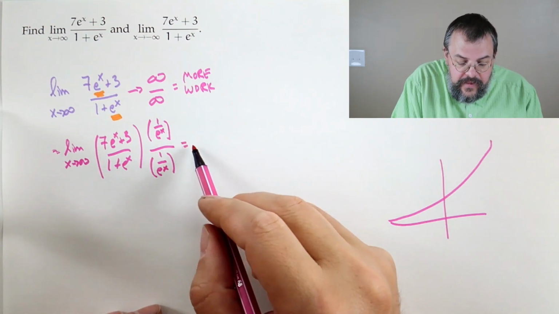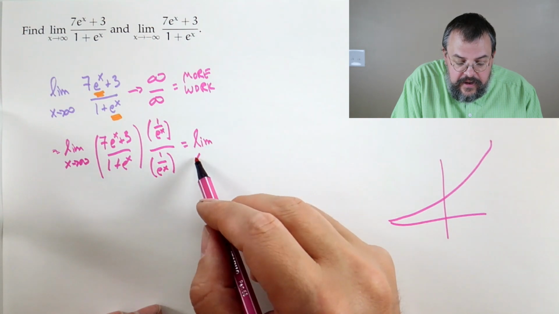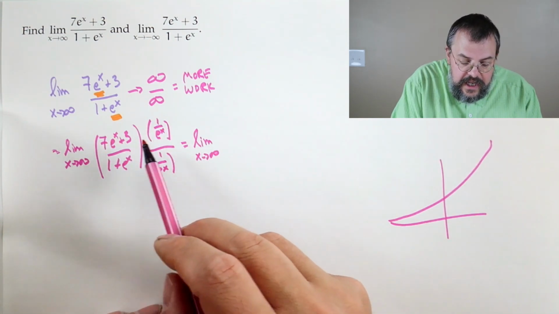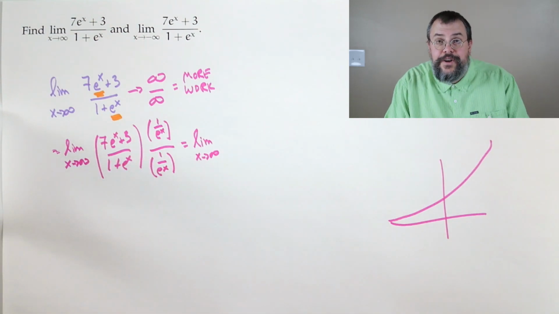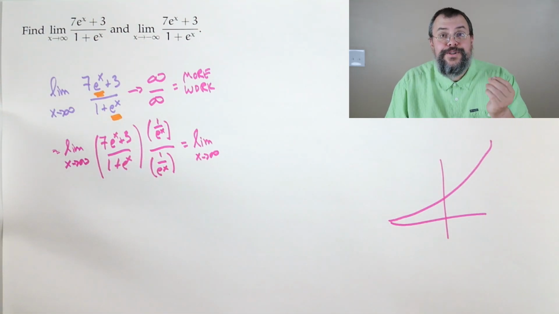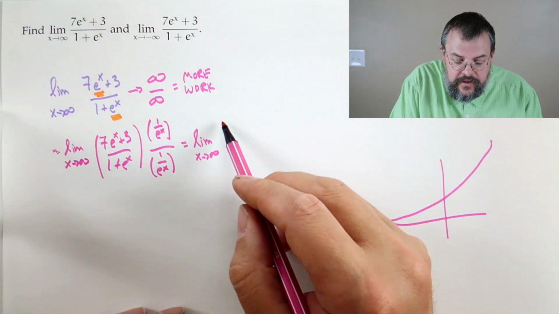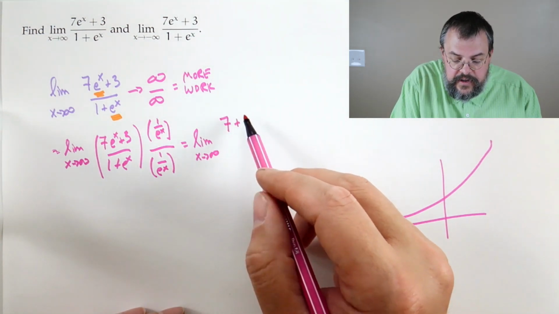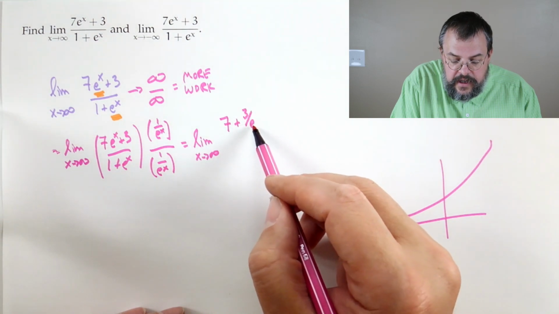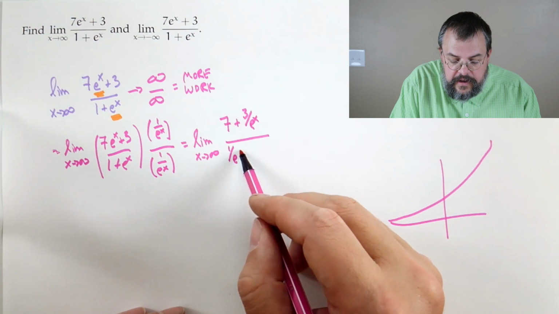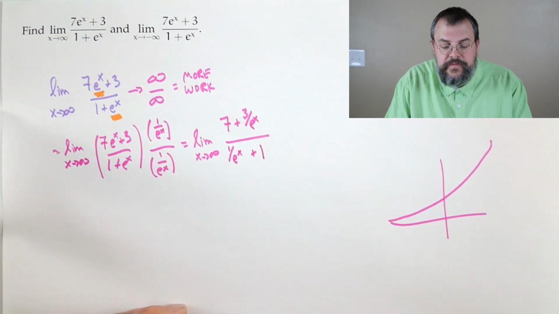So this becomes the limit as x goes to infinity. We can multiply through. Notice the e to the x's cancel. Not a coincidence. We chose them to cancel. We want to cancel out the part that's growing. So we'll have 7 plus 3 over e to the x. Downstairs, we're going to get 1 over e to the x plus 1.